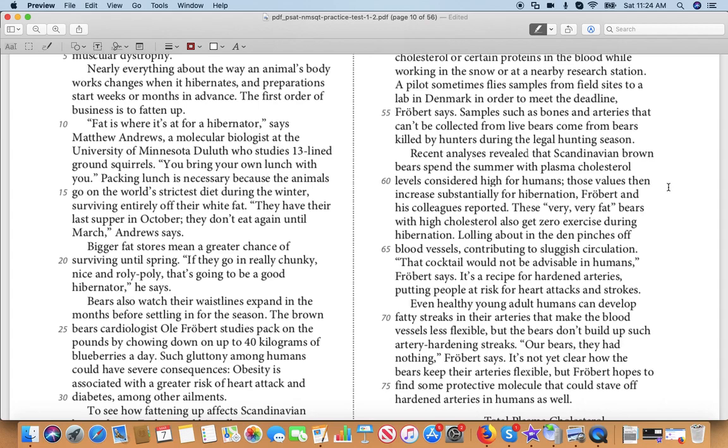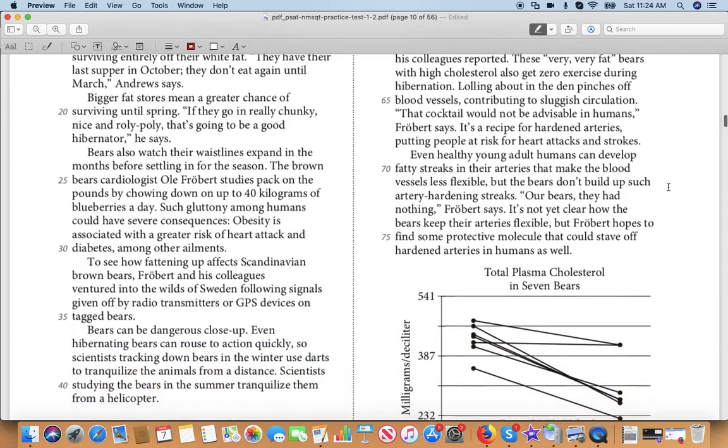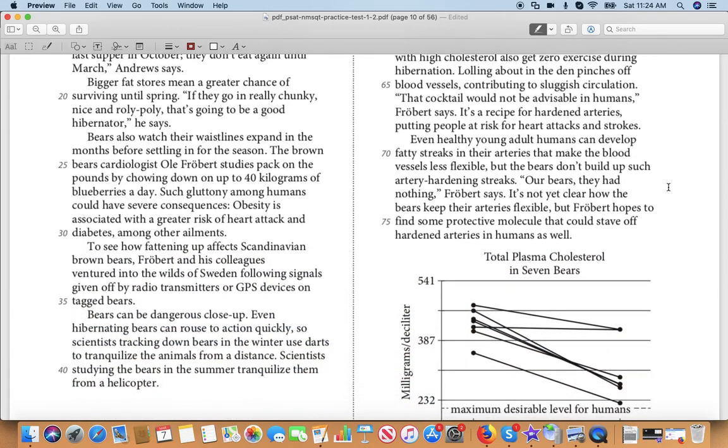Okay, that cocktail would be not advisable in humans, Frobert says. It's a recipe for hardened arteries, putting people at risk for heart attacks and strokes. Even healthy young adult humans can develop fatty streaks in their arteries that make the blood vessels less flexible, but the bears don't build up such artery-hardening streaks. Our bears, they had nothing, Frobert says. It's not yet clear how the bears keep their arteries flexible, but Frobert hopes to find some protective molecule that could stave off hardened arteries in humans as well.